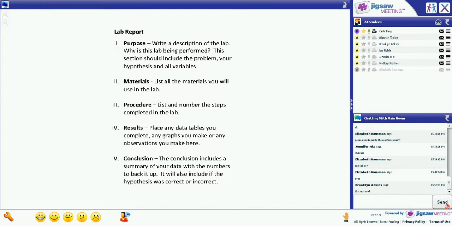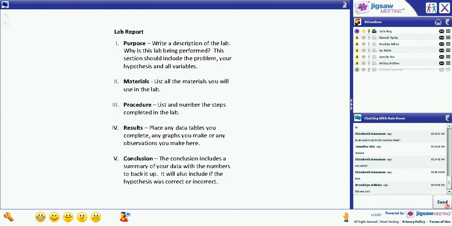So the lab report, the first part, you have to give it a title. You can steal my title. You can make your own up to you. Your first Roman numeral is going to be your purpose. Write a description of the lab. What are we doing? Why is this lab being performed? This is where you are going to write your hypothesis that we made. Remember at the beginning I told you all to jot it down?